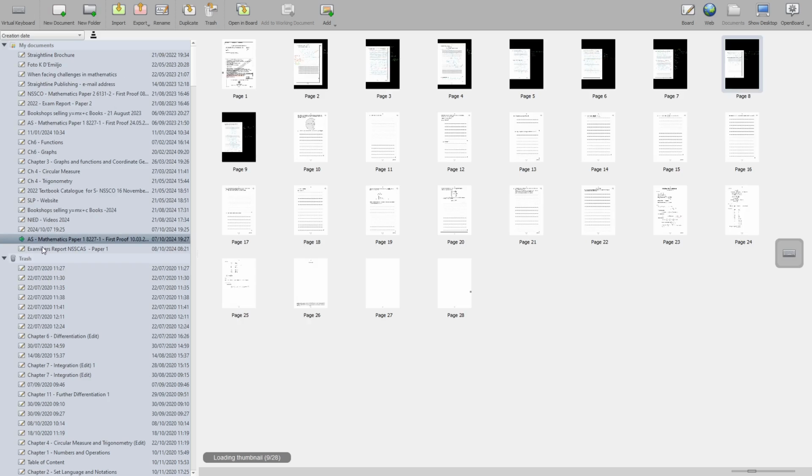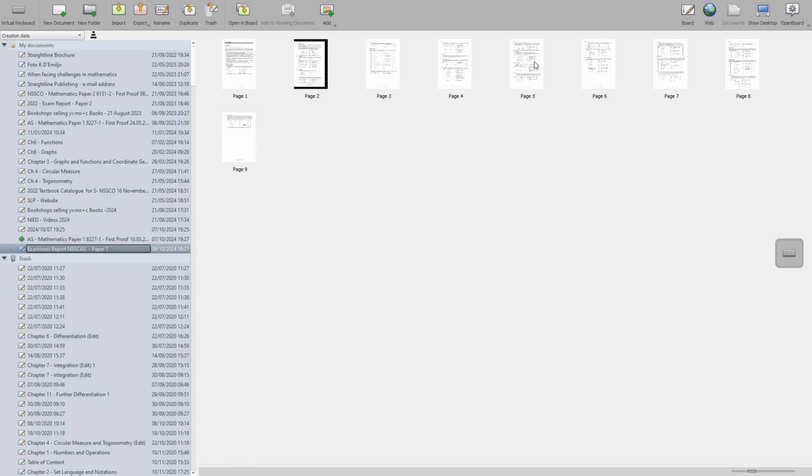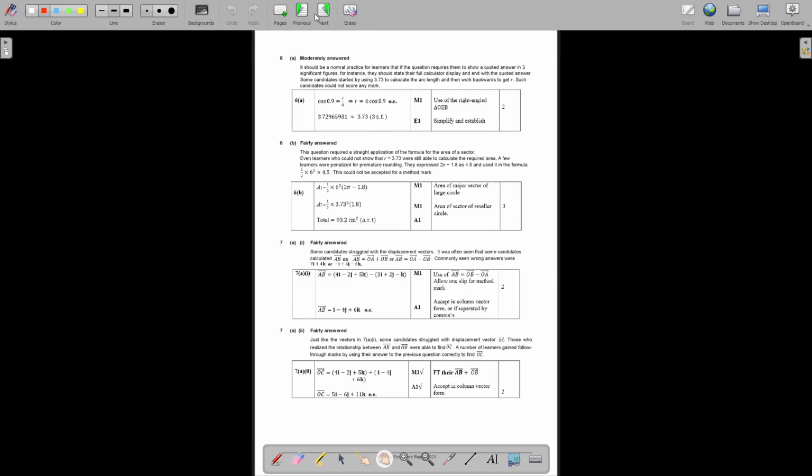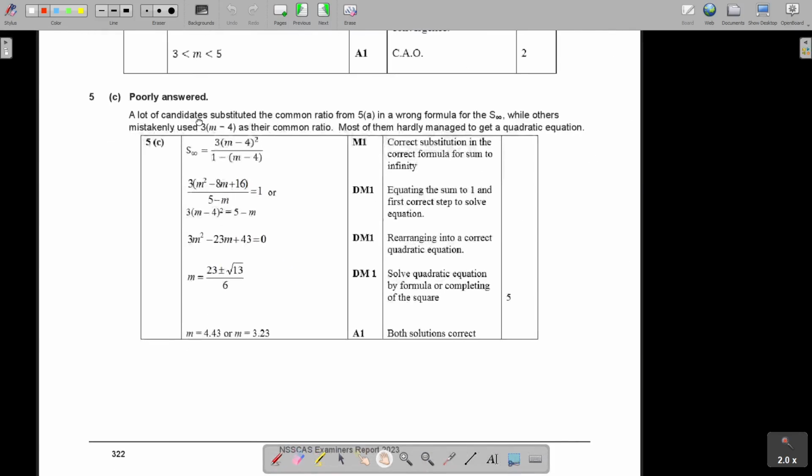So let's just find that. That's question 5C. Okay, here it is. Poor answers. A lot of candidates substitute the common ratio wrongly into the formula for the sum to infinity, while others mistakenly use this as their common ratio, and then the mistake goes on. Most of them hardly manage to get a quadratic equation. So first you substitute, then you put it equal to 1, you get your other mark. You get that quadratic, you simplify, you get the quadratic equation, you put it in the formula, and you get your two answers.